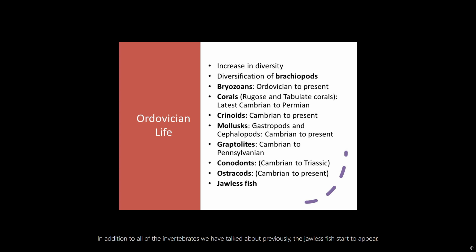In addition to all of the invertebrates that we have talked about previously, the jawless fish start to appear. So we have to ask ourselves, what geologic events may have spurred this increase in biodiversity? And was this likely helped or hindered by the climate?